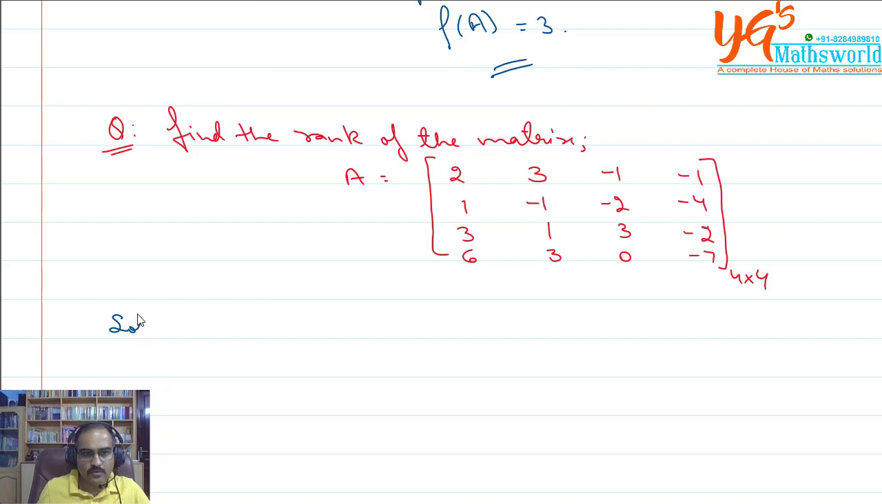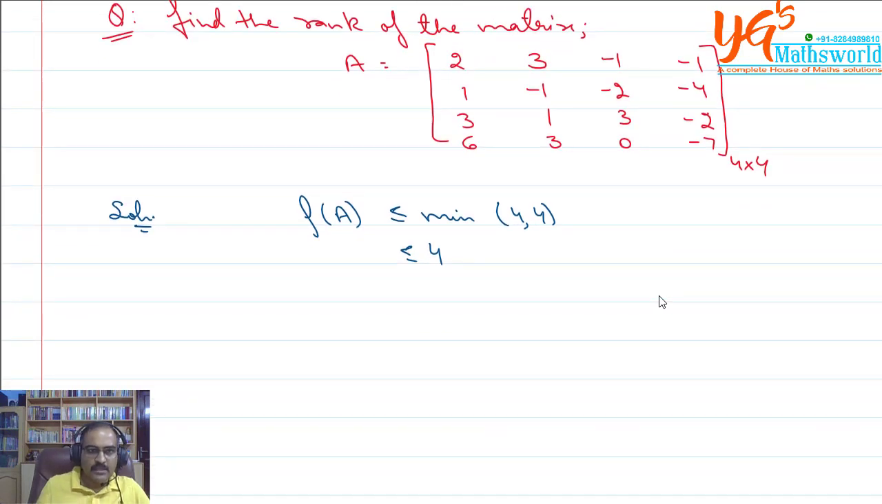Okay, so the solution: rank of A will be less than or equal to the minimum of 4, 4. That is, rank of A is less than or equal to 4. Since we know that the first row first element should be 1, but here we have 2, we need to make the first row first column 1. So two possibilities are there: either I can reduce this 2 to 1 by subtracting R1 minus R2, or I can interchange both of the rows. It will be better if I interchange the rows. R1 and R2 I'll interchange.